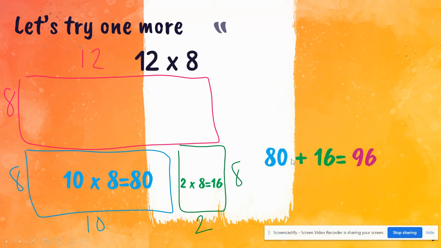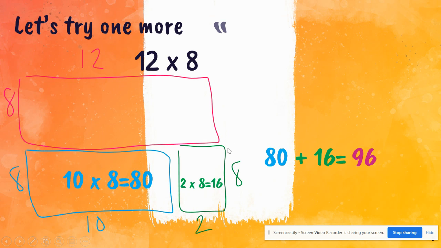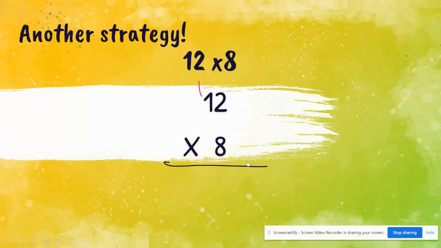So then I take my answers. 80 plus 16 equals 96. Okay, let me let you look at that one more time. Okay, this is the array strategy and breaking it into smaller chunks.